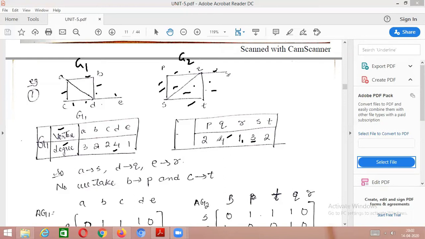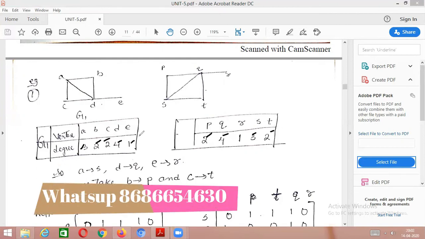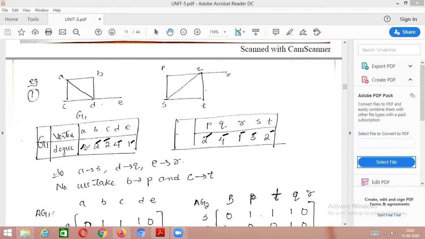So what you have to check in the degree sequence is this. Degree 3, how many vertices here? One vertex. Here how many? 1. Next, degree 4, how many vertices? 1. Here how many? 1. Next, degree 2, how many vertices? 2. Here also how many? 2. Degree 1 vertex, how many? 1. Here also how many? 1.